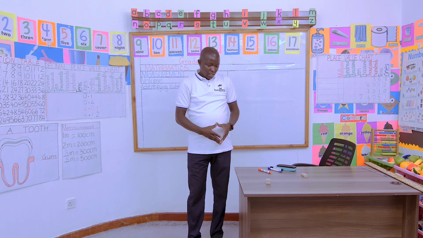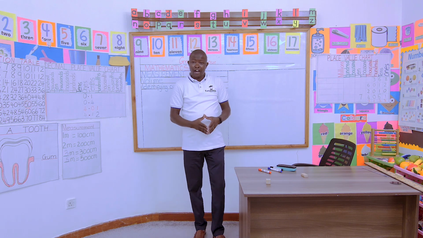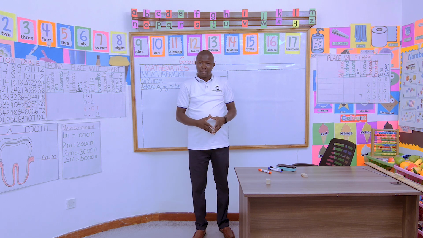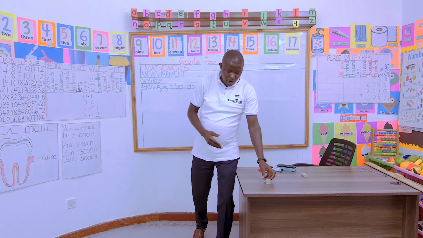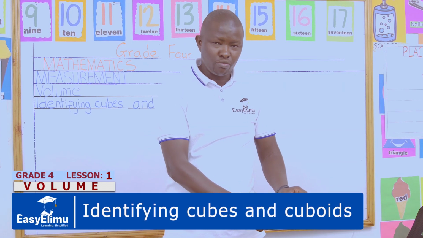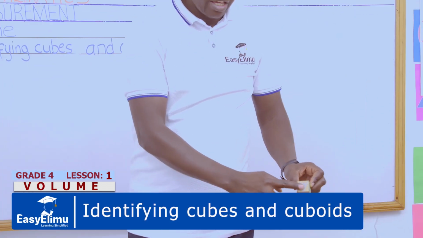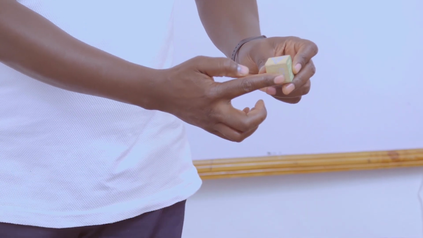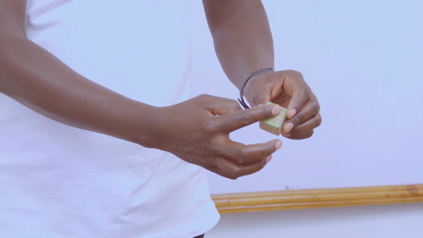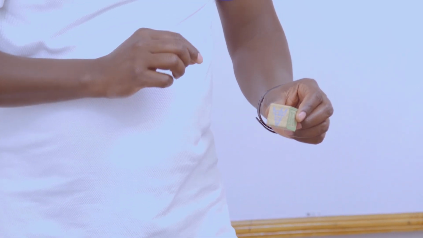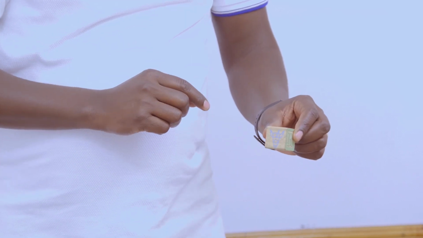Before we go further, I would like us to observe the following. One, this is a side of a cube. This is one side of a cube. This is another side. This is also another side. These sides, we call them faces.